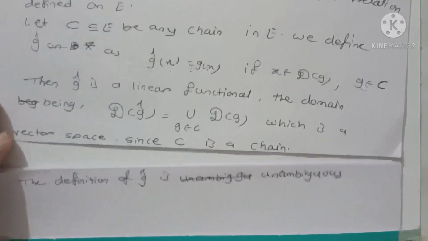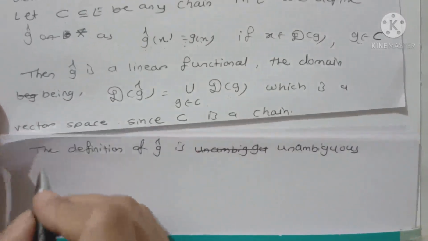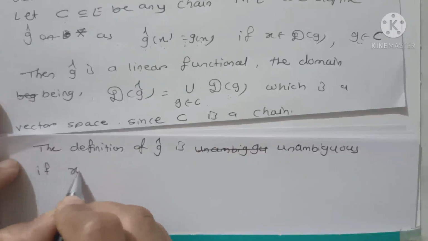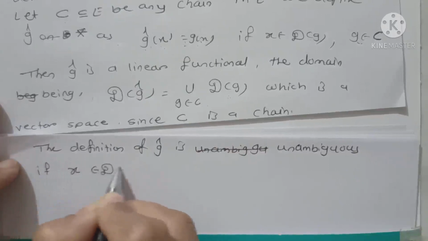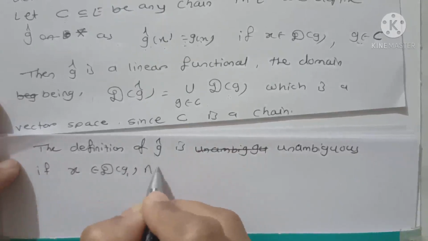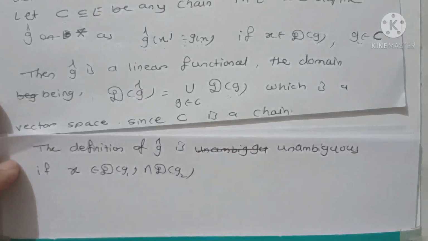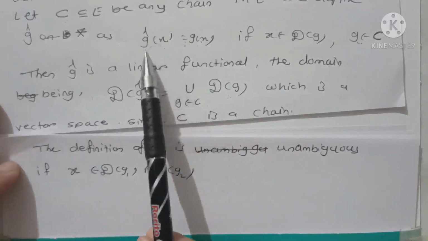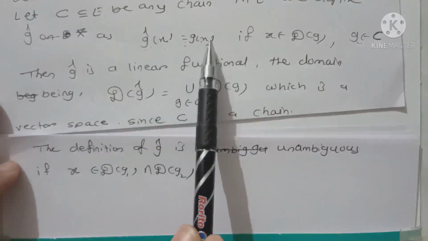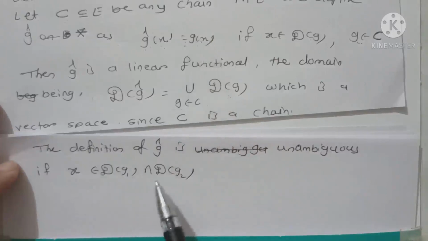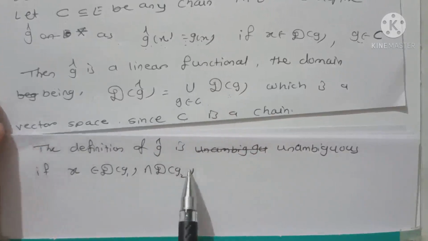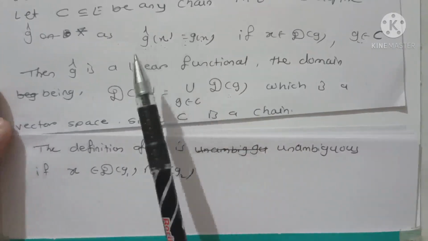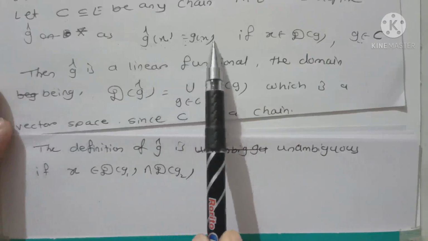This is unambiguous since if x belongs to the domain of g1 intersection domain of g2. That means x belongs to the domain of g1, but when x belongs to the domain of g1, we need g cap of x equals g1 of x. But in the same way, x belongs to the domain of g2. At this time, when x belongs to the domain of g2, we need g cap of x, that is equals to g2 of x.